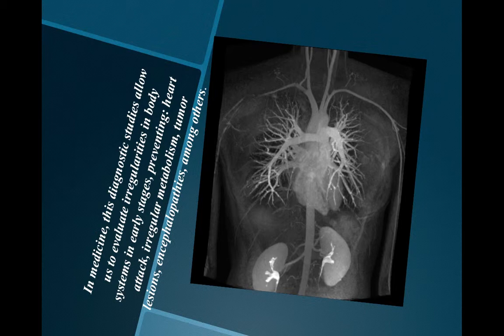attacks, irregular metabolisms, tumor lesions, encephalopathies, and others. It presents great flexibility and sensitivity to a wide range of tissue properties. Also, it is used in industry to analyze structures of organic and inorganic materials.